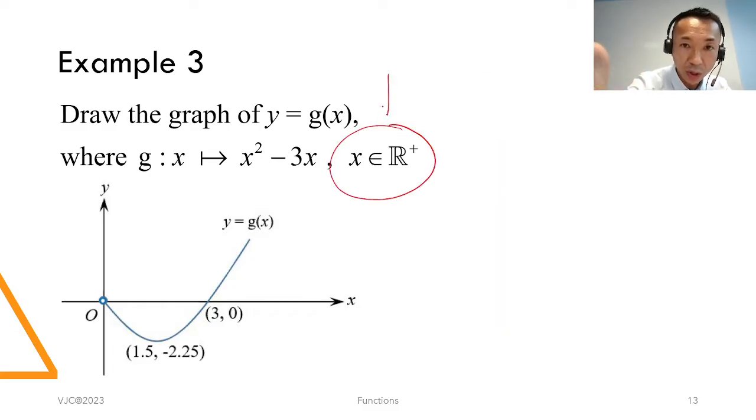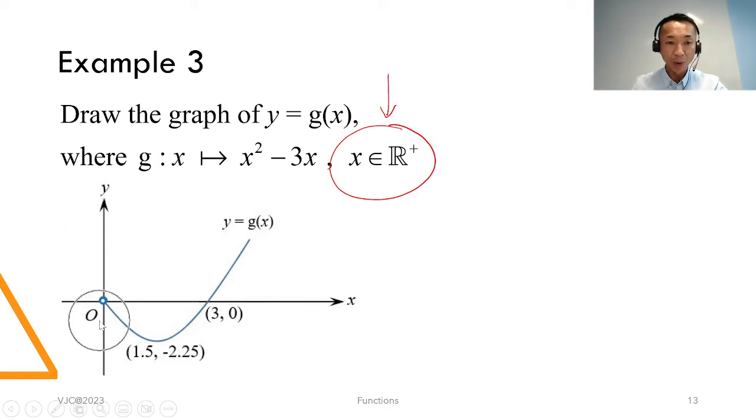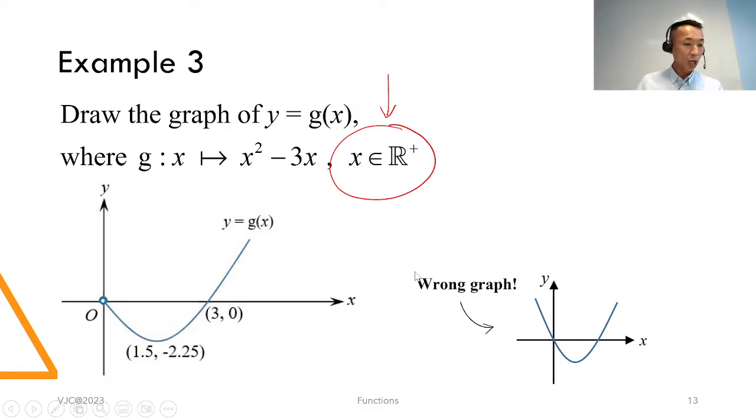Take note of the domain, because if you realize what I sketch here, I'm only sketching the positive values of x. So if you can see, it is a U-shaped graph, but when I'm excluding the value 0, I'm excluding this section. The tempting thing to do is to sketch this graph without taking into account the domain.